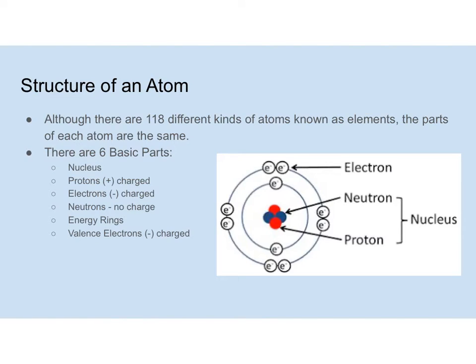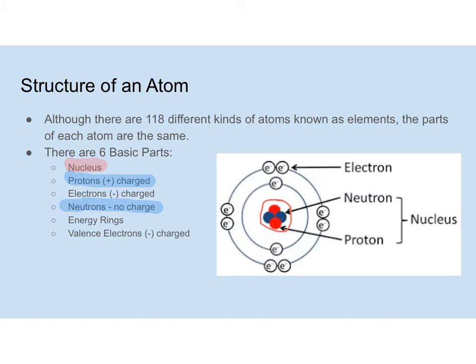Although there are about 118 different kinds of atoms, known as elements, the parts of the atoms are the same. These are some key things here: the different parts of the atoms. The first thing we're going to go through is the nucleus. The nucleus isn't actually drawn on this picture, but I'm going to draw it in for you. The nucleus is just a little circle right in the middle of the atom. Inside the nucleus, we have two things: protons and neutrons. Electrons aren't inside the nucleus; they are outside.